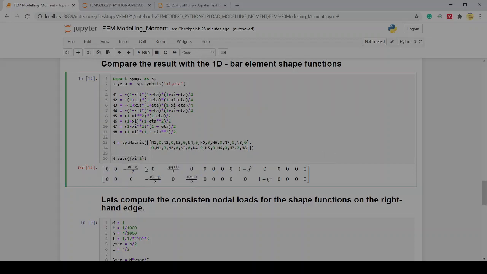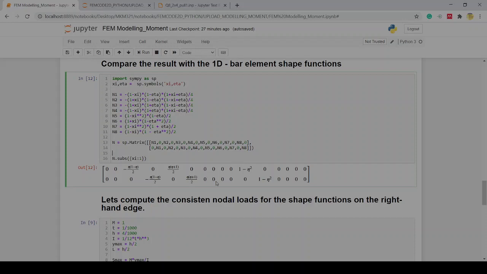And you can go and compare these against your 1D bar element shape functions. I want you to see they're exactly the same. The only difference is that it's now in eta rather than psi, because we've substituted psi equals 1. In the linear case, these shape functions are exactly the same as the 1D bar element shape functions, just expressed in terms of eta. That's the only thing that's different. For the rest, everything is exactly the same.